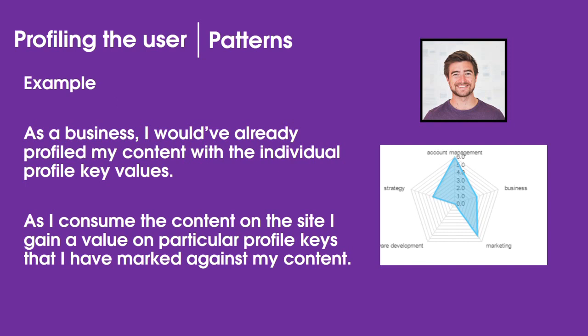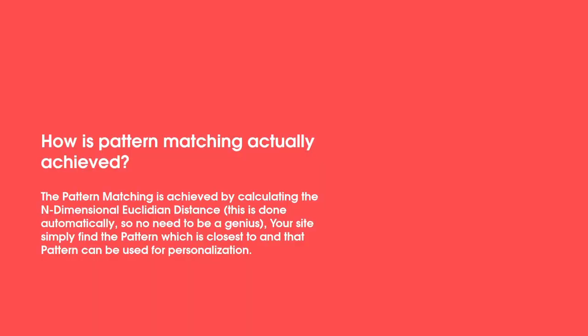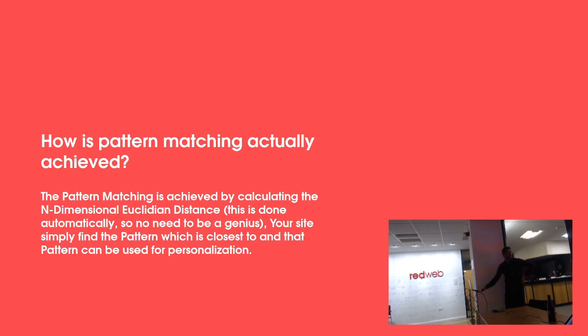So as I go around and consume this content, I'll create a pattern. It may not look exactly like that, but Sitecore will then say, right, what does your pattern currently look like in a real-time view? And it'll say, oh god, yeah, it looks like that. And there may be 3 or 4 patterns, but then it'll say, right, yes, you match Tristan. And how it does that, I didn't write this myself, I'd like to point out, because I don't know what it means really, but the pattern matching is achieved by calculating the n-dimensional Euclidean distance.